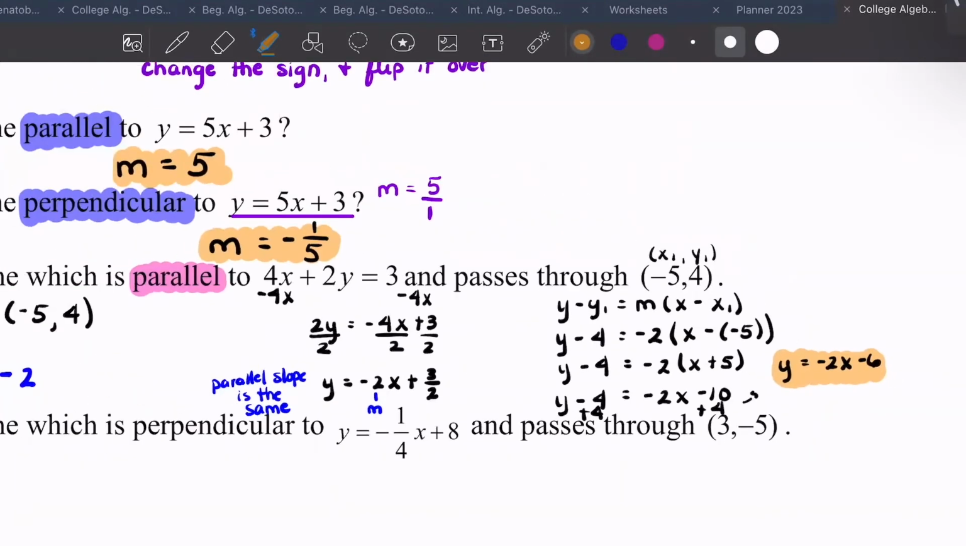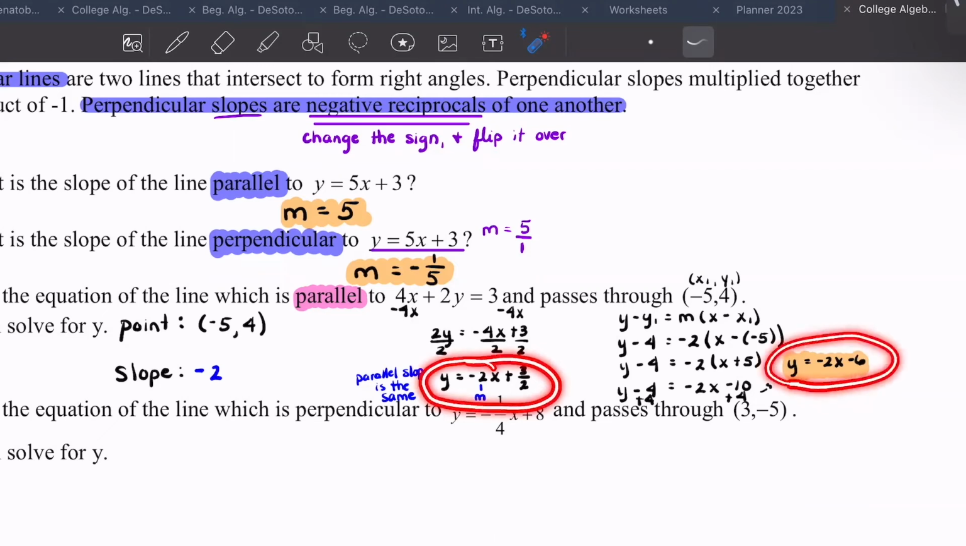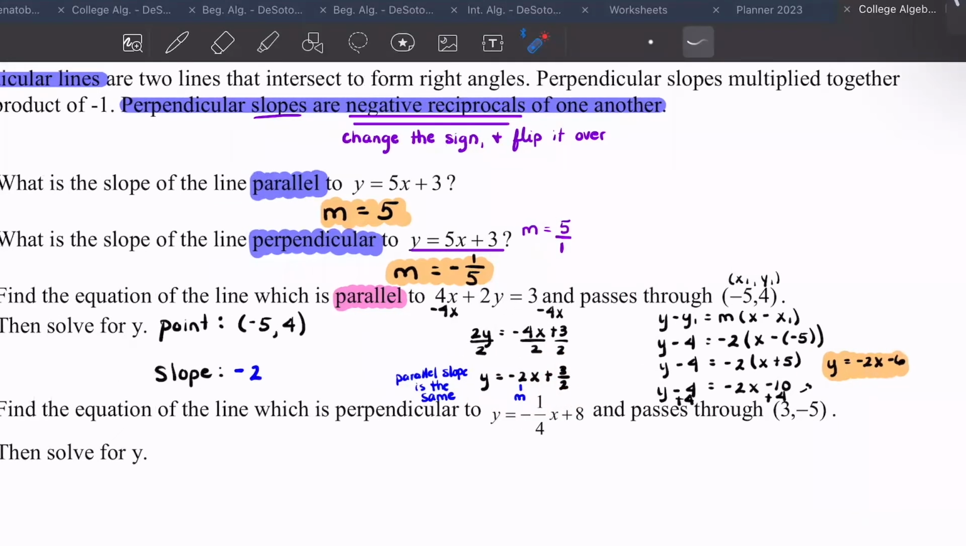So here's what I found. If I plotted this line and this line, they would be parallel to one another. Okay, they have the same slope, right? They have the same slope, and then they would be parallel, okay?